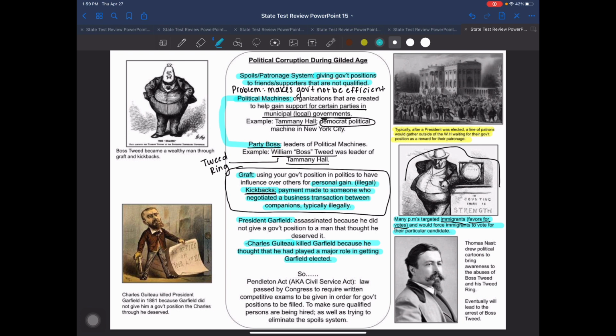And that is where we get what's called the Pendleton, a.k.a. the Civil Service Act, and this is so very important. This is on state tests all the time. All right. It says this is a law passed by Congress, and what it does is it actually requires written competitive exams to be given in order for government positions to be filled. So what this does, I'm going to underline competitive exam.